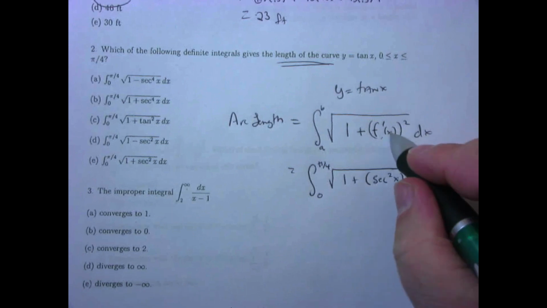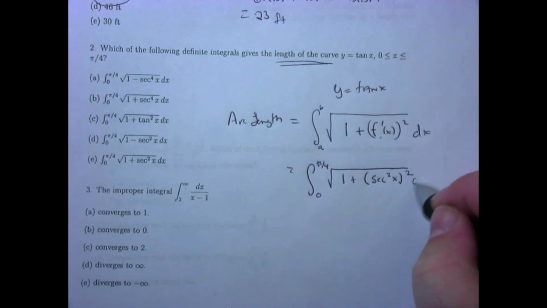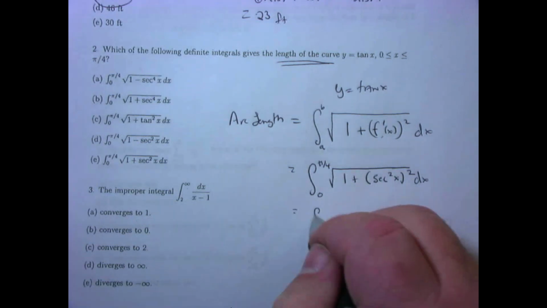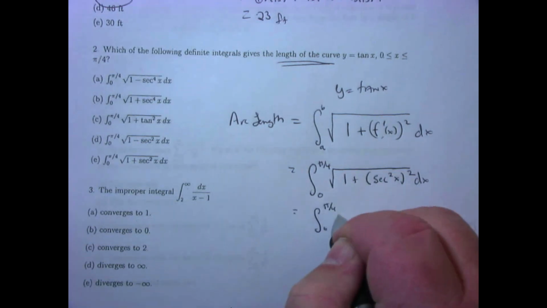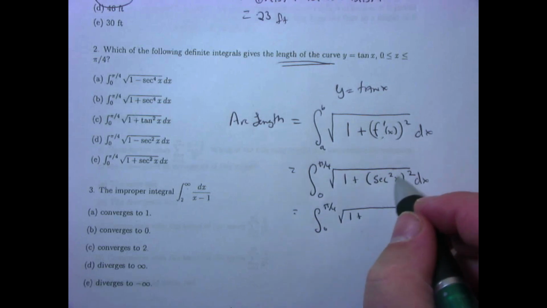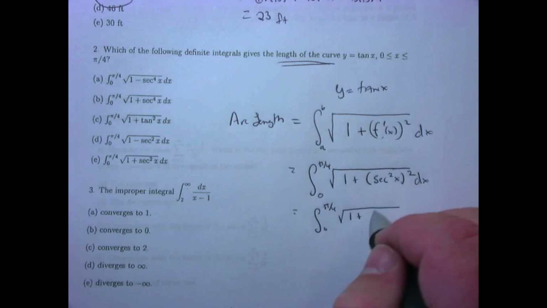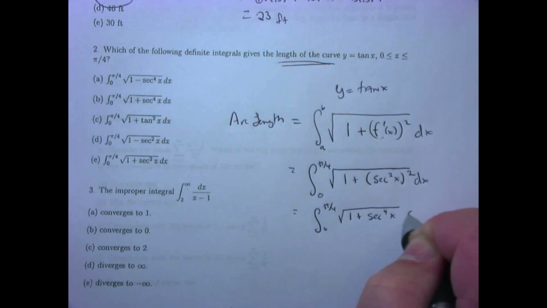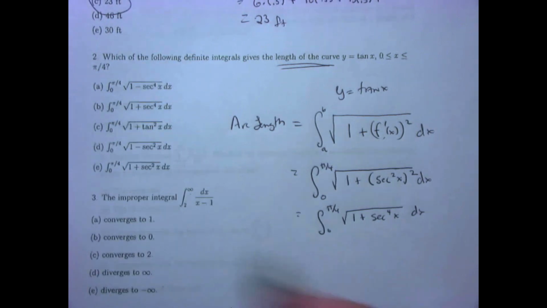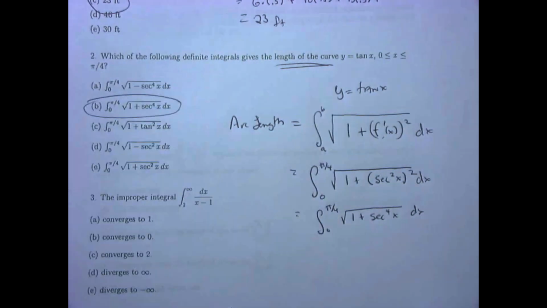Secant squared of x, but then you're supposed to take that derivative and square him, dx. Well, one more should give it to me. The integral from 0 to pi fourths of the square root of 1 plus, what's secant of x? Secant squared of x squared. Secant to the fourth x dx, which is answer which one? Answer is B. Does that make sense? Questions?